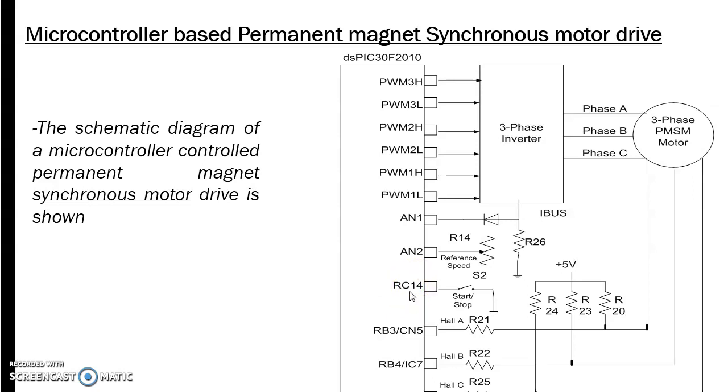AN1 and AN2 are used to give analog inputs. Analog inputs here mean the reference speed and current data to the controller. So according to the rotor position information from the Hall effect sensor, the controller will generate PWM signal to control the inverter. Inverter output is given to the motor, and the motor operates according to the voltage from the inverter.